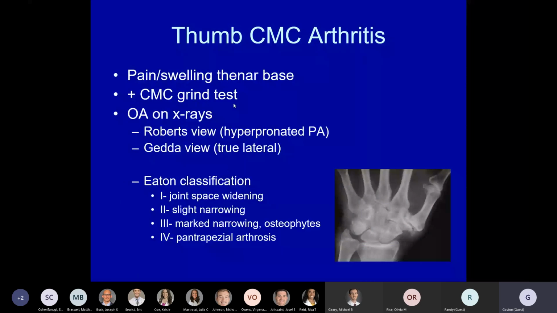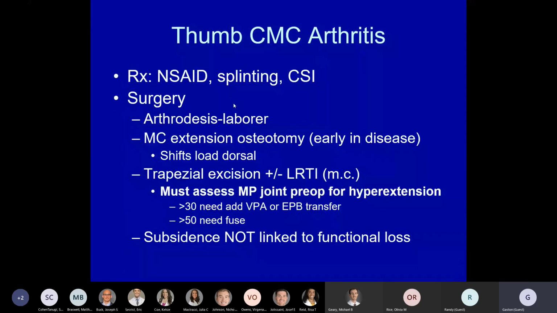CMC arthritis, the things that have been asked: the two views, a hyperpronated PA and a true lateral view. They really haven't asked much about the classification. This is where it is again, though. If they give you CMC arthritis in a young laborer, choose arthrodesis.